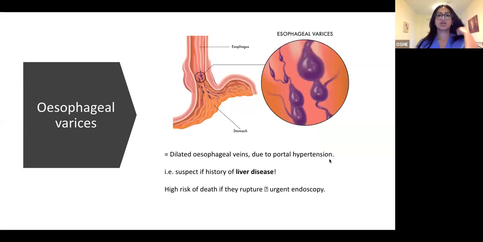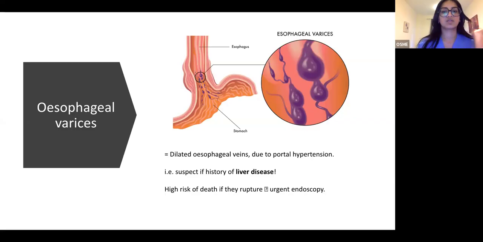Okay, so the next one is esophageal varices. This is where you have dilatation of the esophageal veins due to portal hypertension. And you would be suspecting varices if they have a history of liver cirrhosis and chronic liver disease.